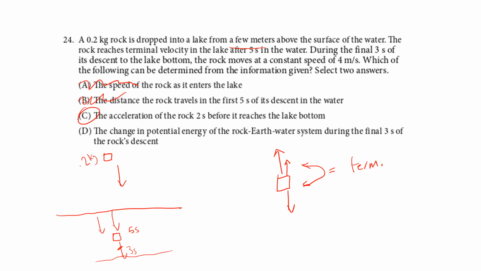The change in potential energy of the rock, earth, water system during the final 3 seconds. Well, yeah, because it's got a constant speed. We know the speed. It says 4, right? So this is 12 meters. Since we know the distance, we can figure out the potential energy, the mgh. We know the m, we know the h, we know the g. So we can figure out D.